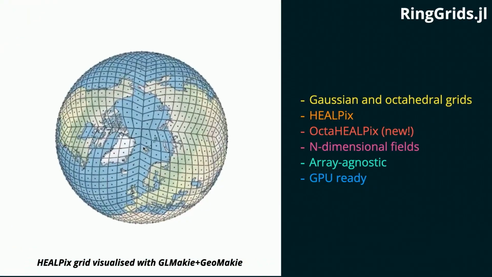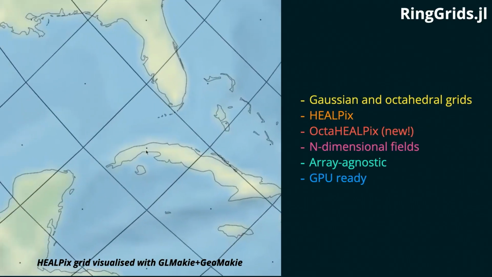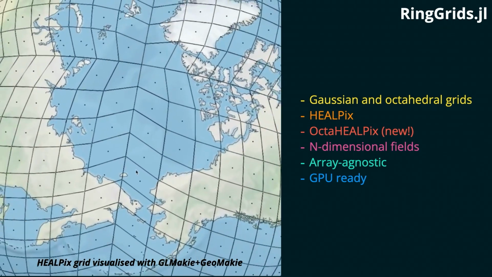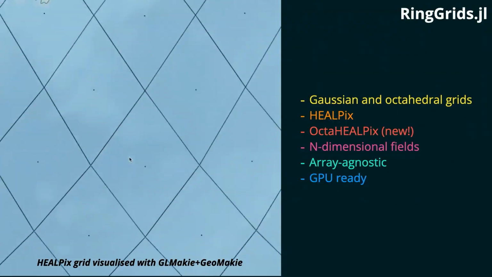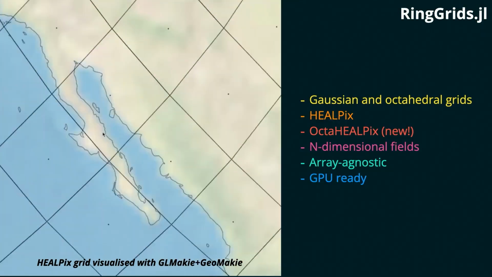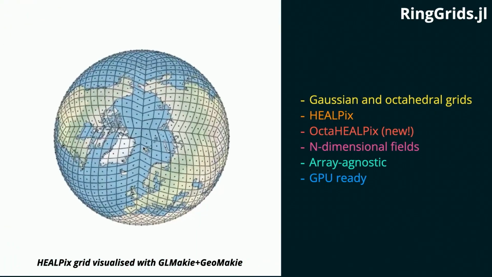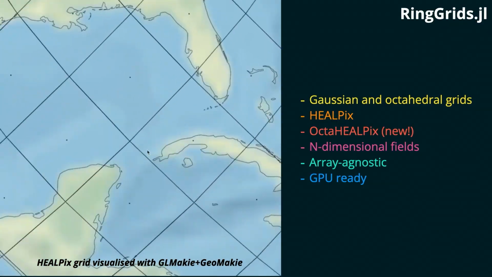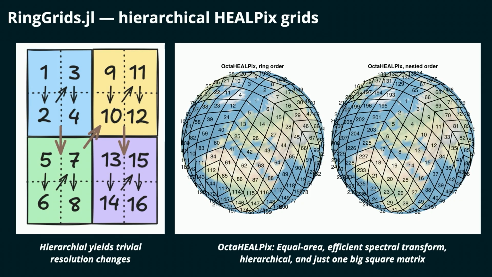And so we have things like the HEALPix grid implemented. We have also developed a new one, an octahedral HEALPix grid, which is a little simpler. They're equal area, and I'll talk a little bit about them further. But especially we had to build the whole thing with this being array agnostic, so that the whole thing becomes GPU ready. So you can really just say architecture equals GPU, and then you can use the same grids representing, for example, CUDA arrays. Maybe that's also something interesting for people here in the room.